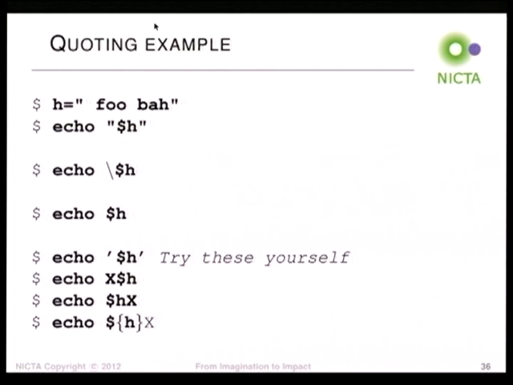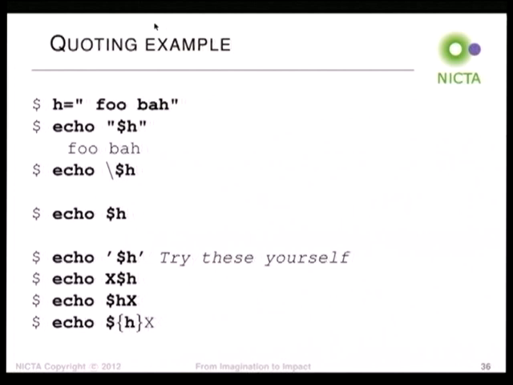H equals foo bar, echo $H. We've got quotes there and quotes there, so white space is not special, and the $H is going to be expanded. So what will we see here? Answers? Yeah, you should know. We'll see foo bar with a big space in the front, because that space there is actually a tab.